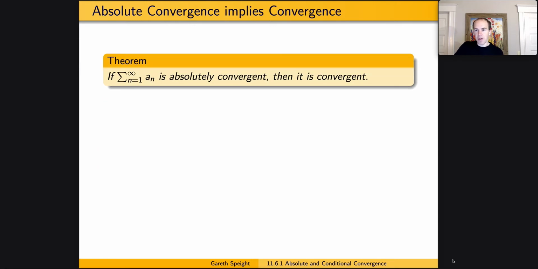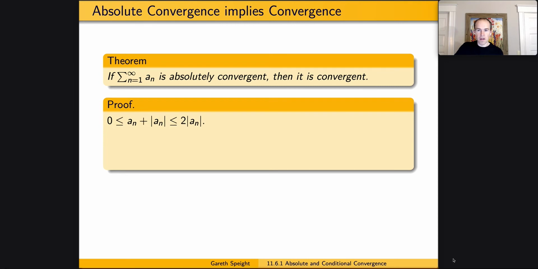Why do we care about absolute convergence? Why is it useful? Well, if the sum converges absolutely, then it is also convergent. So if we take the absolute values and the series converges, then the original series has to converge. This can be one way of showing that a series converges, by checking instead that it's absolutely convergent. Why is this true?